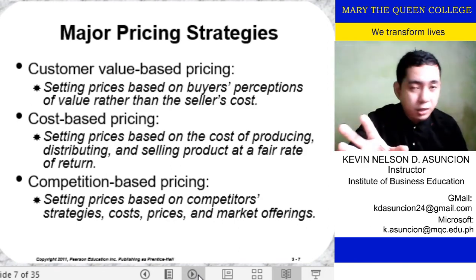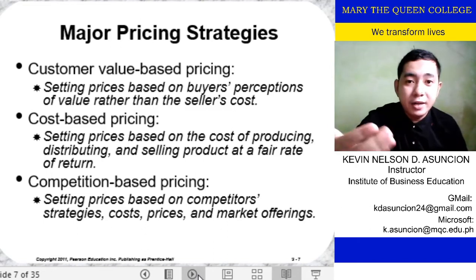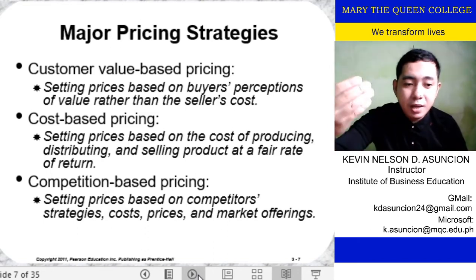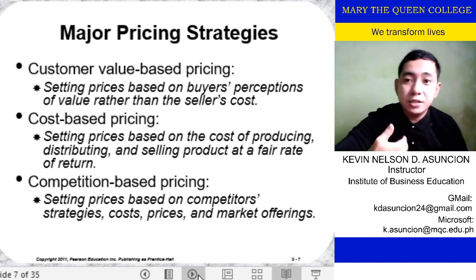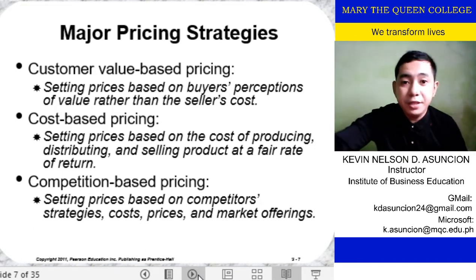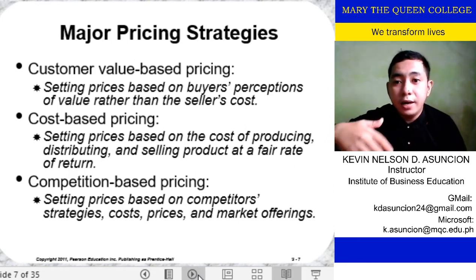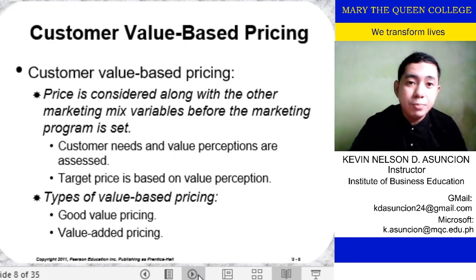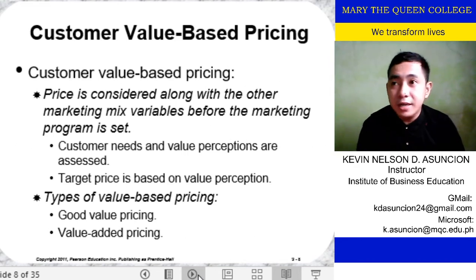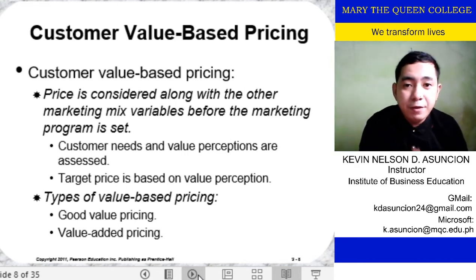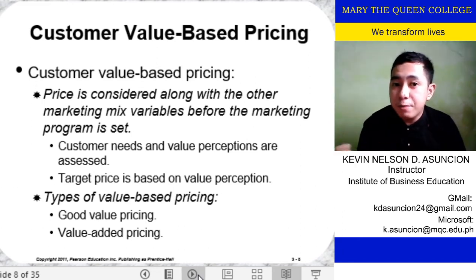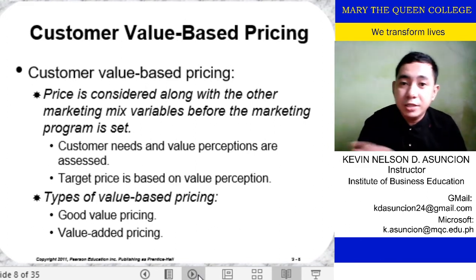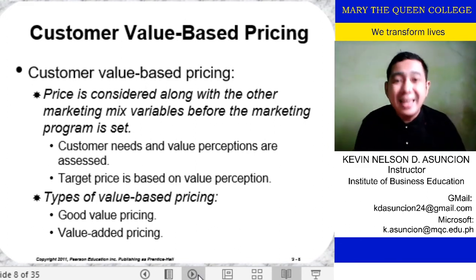So it really involves the cost base, particularly about the internal side. The competition base talks about particularly your competition, that's external. Customer value-based pricing, also external. How do customers perceive the value of the product? So your customer value-based pricing, price is considered along with other marketing mix variables before the marketing program is set. So, you get to think about the customer needs and the value perceptions are assessed. The target price is based on the value perception. What can they get?